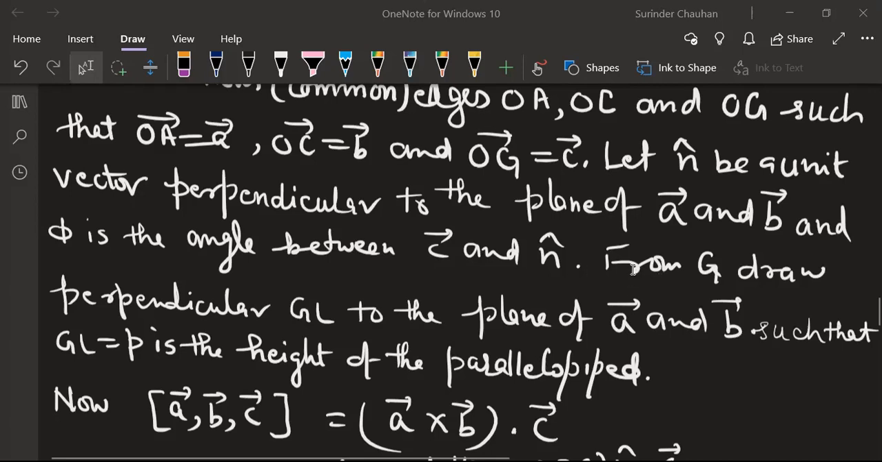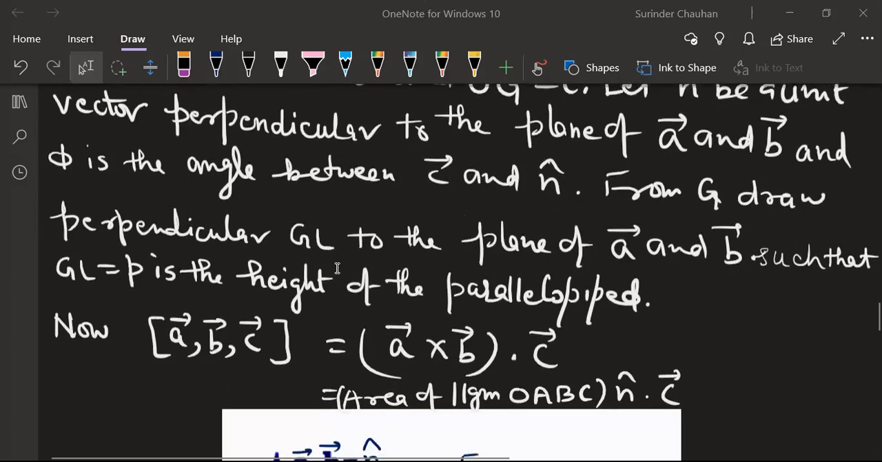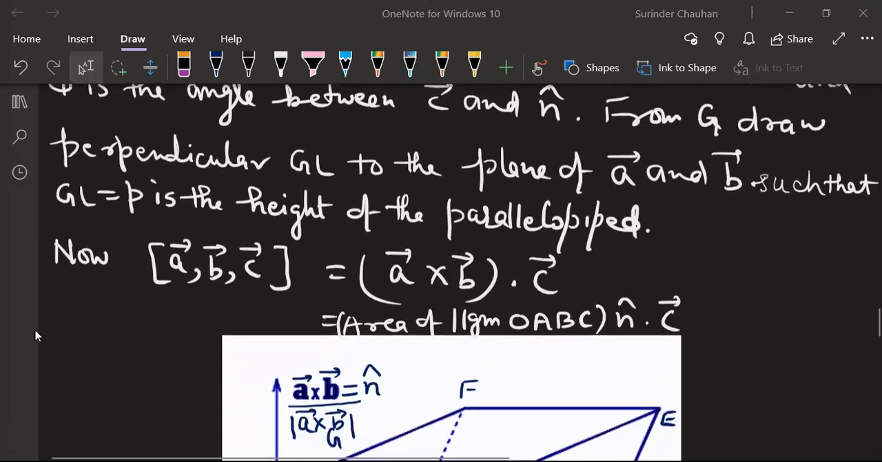As shown in the diagram, from G, draw a perpendicular GL to the plane of vector A and vector B such that GL is equal to P, which is the height of the parallelepiped. Now, let's discuss this in conclusion. By the definition of scalar triple product, we write [A, B, C] is equal to (A cross B) dot C.